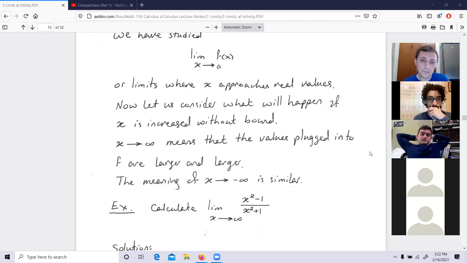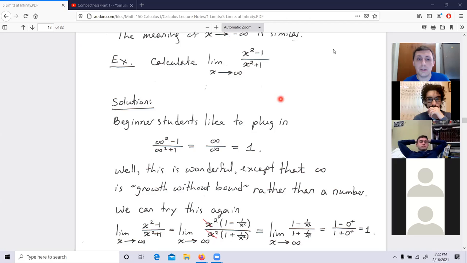Let's do it like this. Beginner students usually do the following. They say, okay, this is infinity squared minus one, which is infinity, and the bottom is infinity squared plus one, which is infinity. This is a number divided by itself, which is equal to one. Okay? But you have to remember that this symbol is very crude.